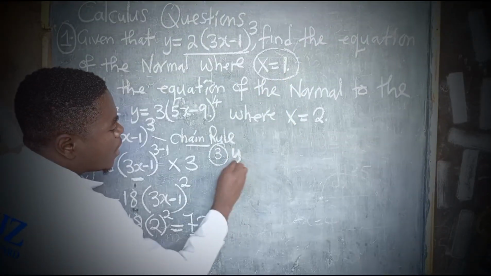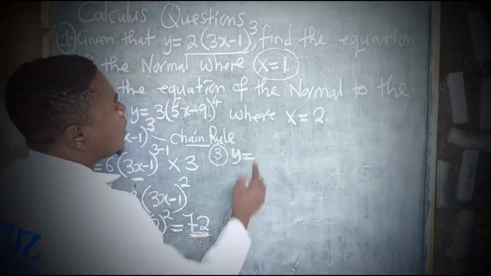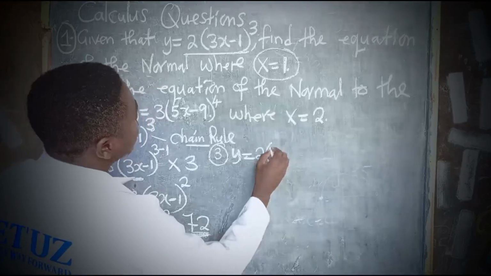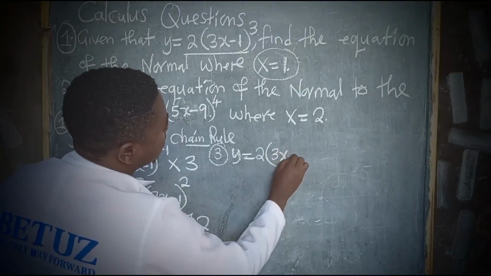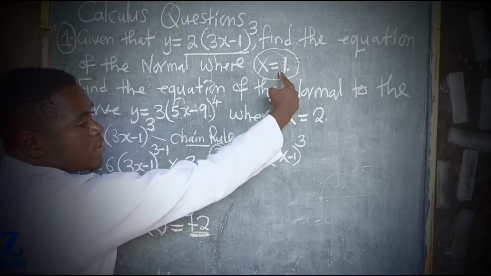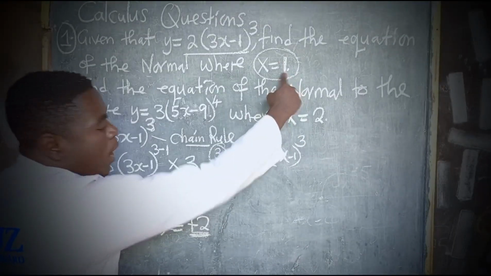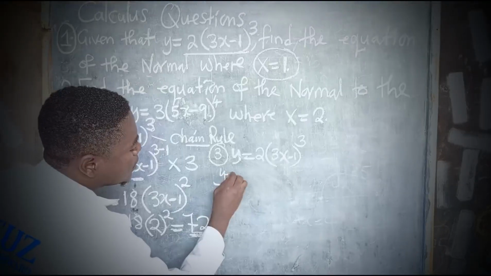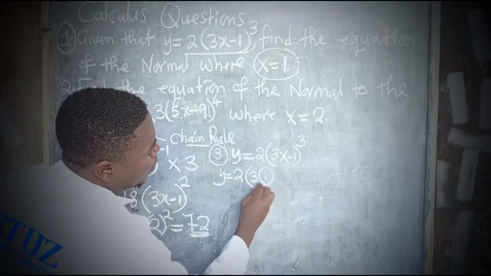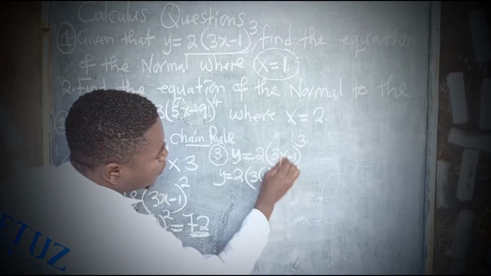We find y. y is equal to what? I write that one. That is 2, then I've got 3x minus 1 to the power 3. Where there is x, I put a 1 because x is 1. So I say y is equal to 2, 3 multiplied by 1 minus 1, then cubed.